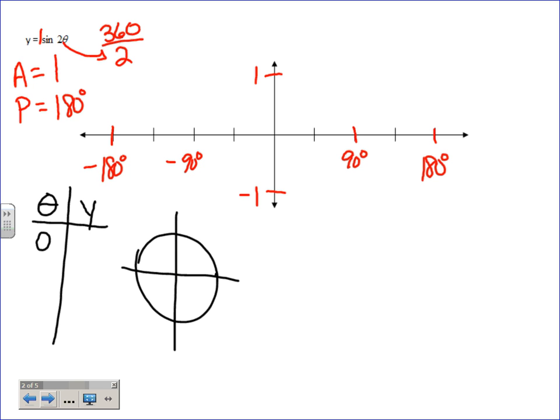Now we know that 0 degrees is right over here, which is (1, 0). Any disagreement with that ordered pair? No. And so I'm saying, basically, though, watch what I'm saying. I'm saying put 0 right there, right? That's what I'm saying. And then I'm telling you to double it.